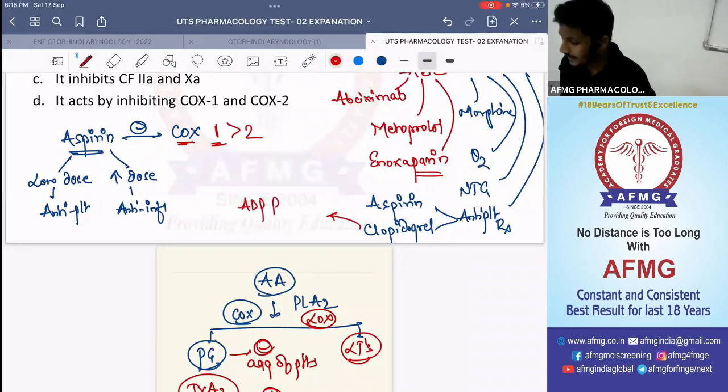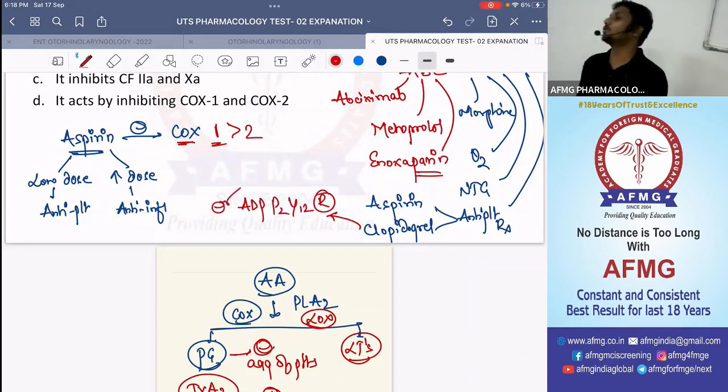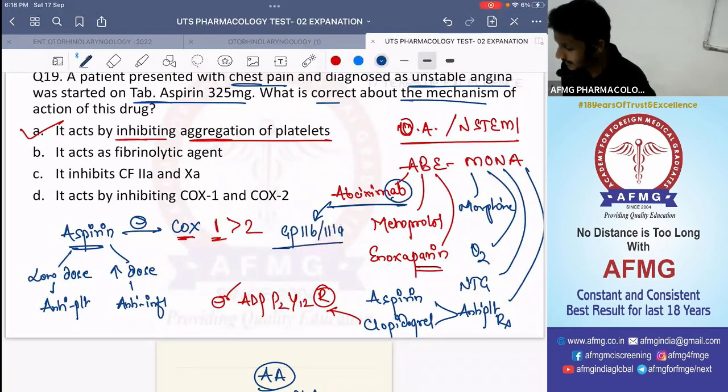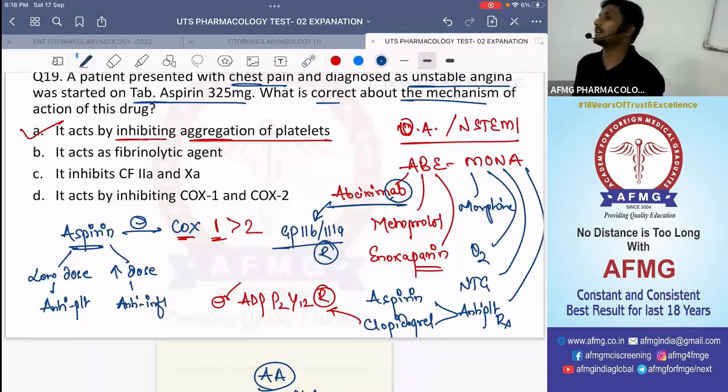It will inhibit the ADP P2Y12 receptor. It is an inhibitor of the P2Y12 receptor. No issues with this, ticlopidine or clopidogrel. And the third antiplatelet drug we have already discussed, that was abciximab, मतलब it will inhibit the glycoprotein 2B3A receptor of platelets.